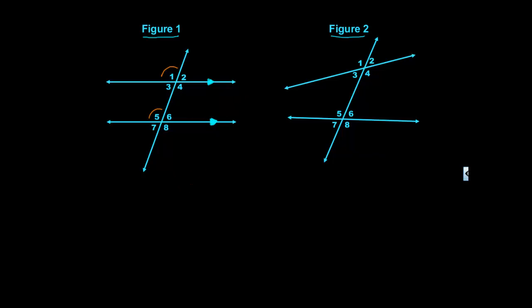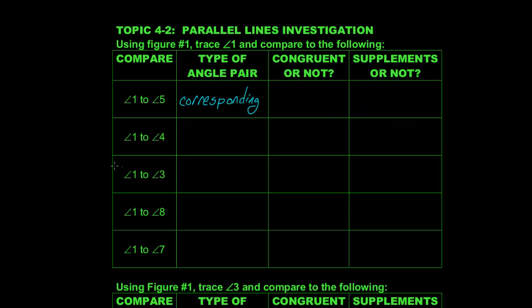So if those two lines are parallel and we have a transversal that cuts it in two, our corresponding angle pairs will be congruent. So we can put yes. Are they congruent? Yes. Now, are they supplements? That will be a no. And as we follow this pattern, as I walk you through this, we will look at this.